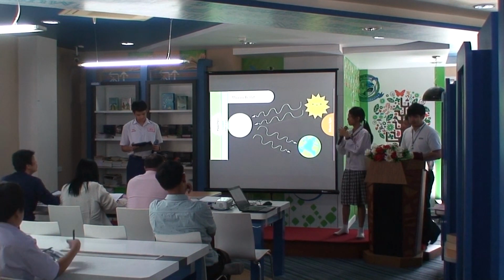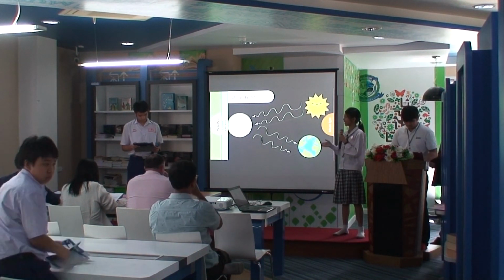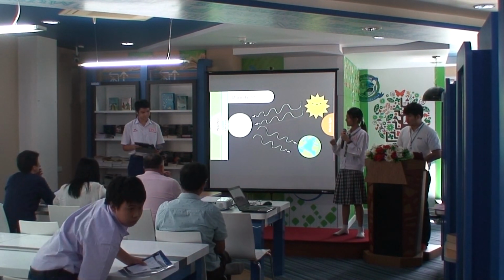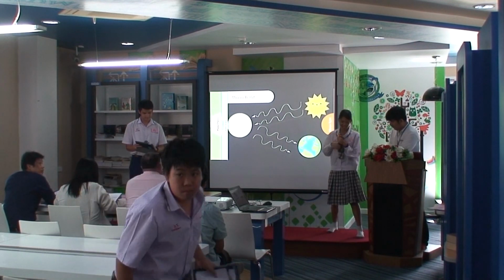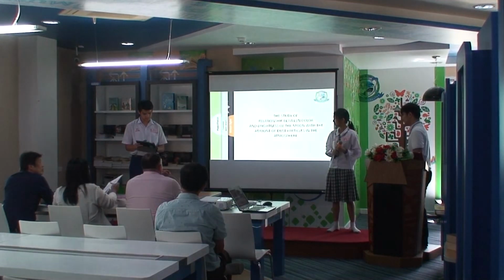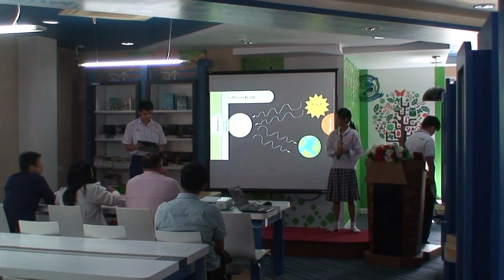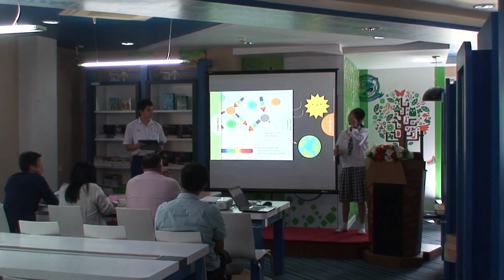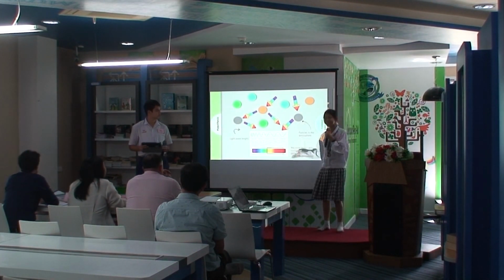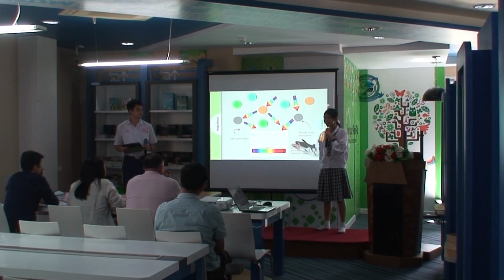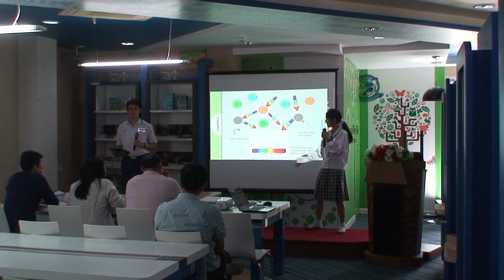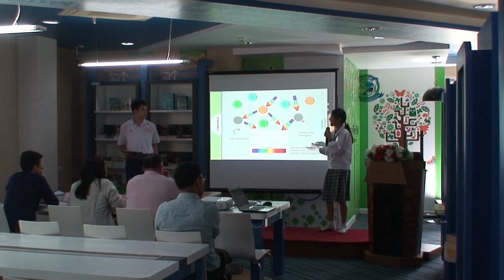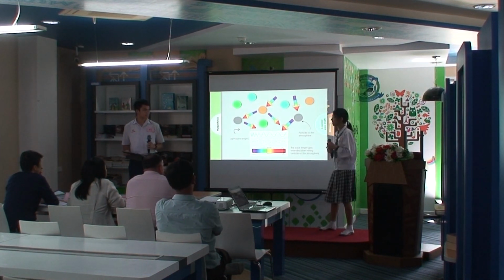Then we look at the spectrum and we see that light has wavelengths. In different wavelengths there are different colors, and we see that moonlight has a yellow to red tone, which means it has long wavelengths.